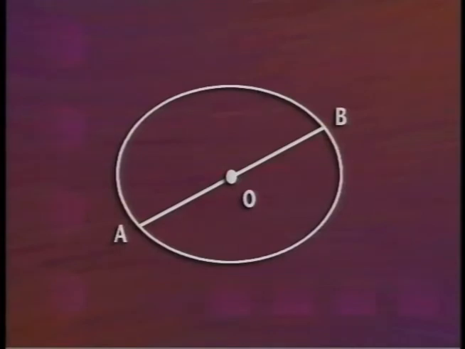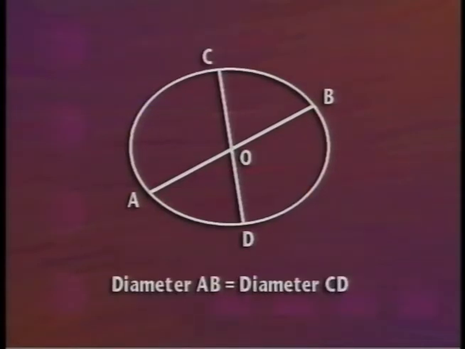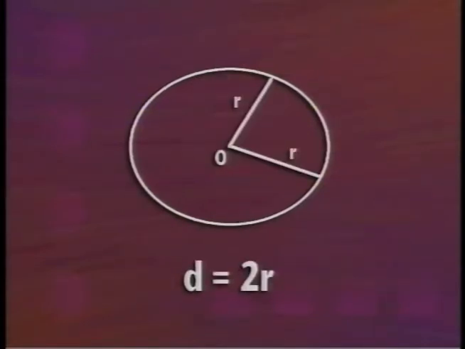The diameter of a circle is a line segment that passes through the center of the circle and has its endpoints on the circle. All diameters of a given circle have the same length. The radius of a circle is a line extending from the center of the circle to a point on the circle. All radii of a given circle have the same length.